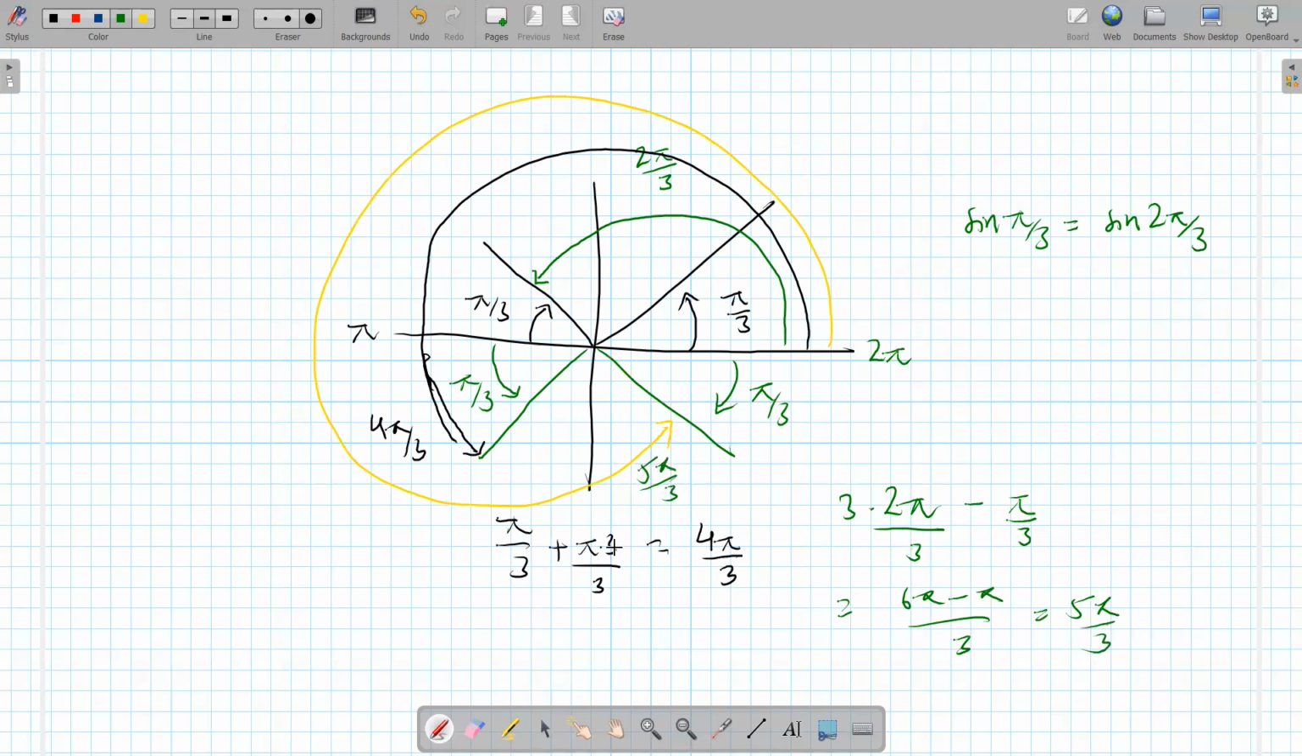Like that. So you have sine pi over 3. That's the exact same thing as sine of 2 pi over 3 in quadrant 2. And in quadrant 2, sine is positive. But in quadrant 3, sine is negative. So it's going to be equal to sine of 4 pi over 3 in quadrant 3, but it's going to be negative. What about in quadrant 4? Is sine positive or negative in quadrant 4?